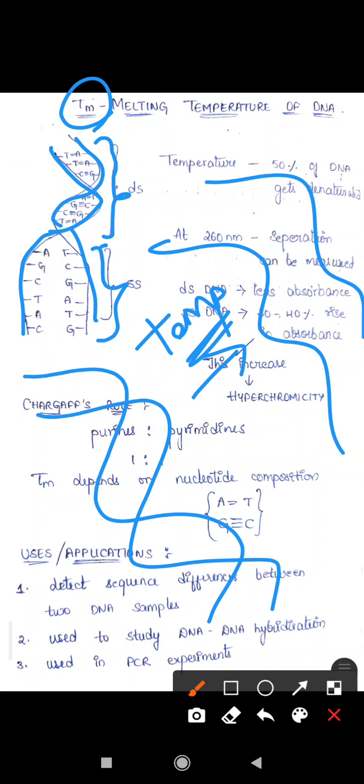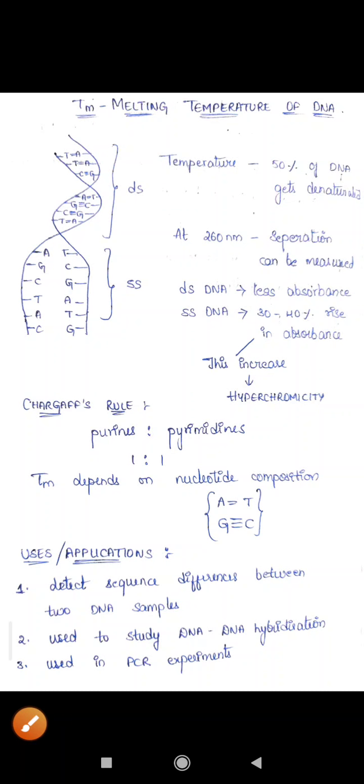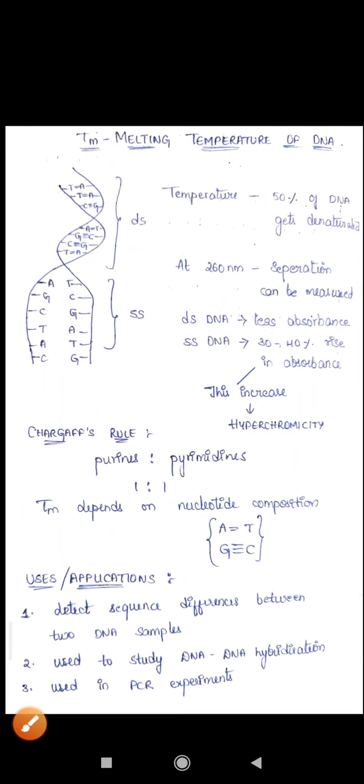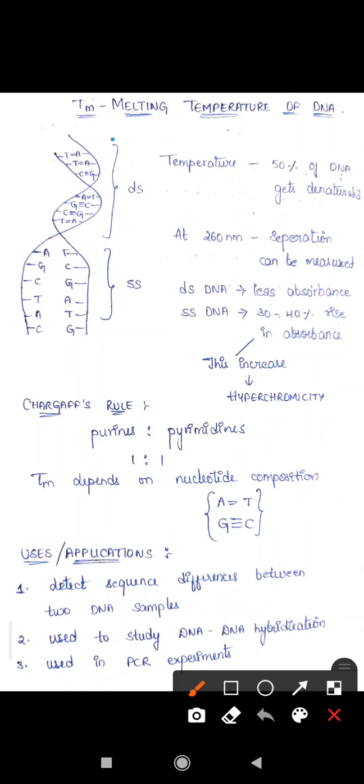What is meant by melting temperature of DNA? The temperature at which 50% of DNA gets denatured, whereas the other 50% of the DNA remains as double stranded. Okay, means half double stranded and half single stranded. At that temperature we will call it the melting temperature.